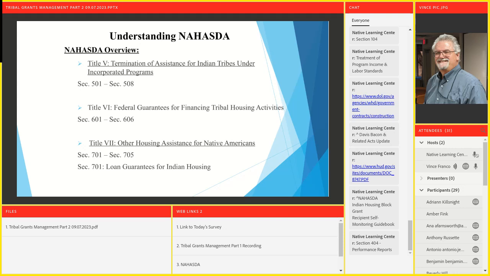As I kind of alluded to before, a federal guarantee is like a loan that an organization, a tribe, an IHBG recipient can receive at a maximum of 5 times their annual IHBG award. So to get $1 million a year, top loan under the federal guarantee would be $5 million, right? If I did the math correctly. So that's explained in Title 6 if you want to go in that direction.